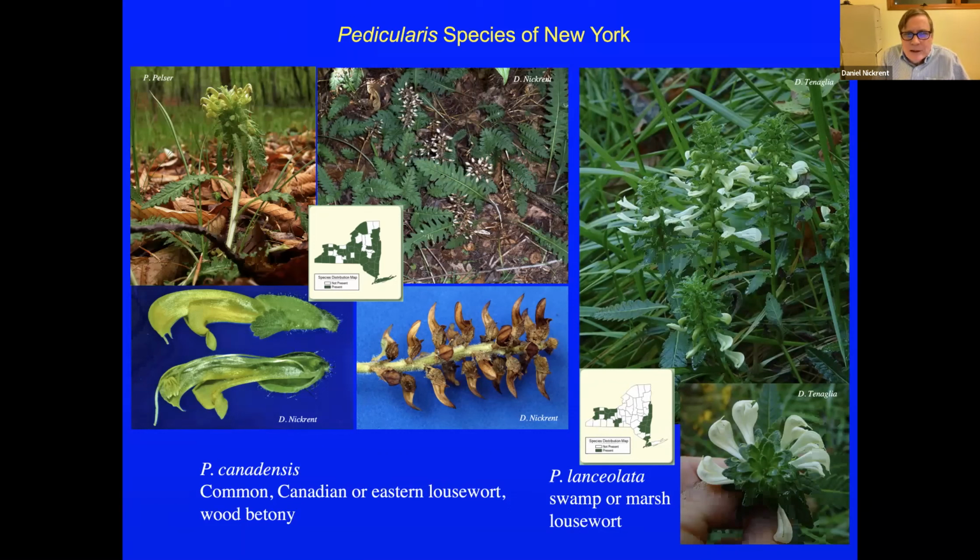How many of you have seen that one? Anybody seen the swamp lousewort? Oh, you've seen all of these. Oh my goodness, we've got to go out with you.